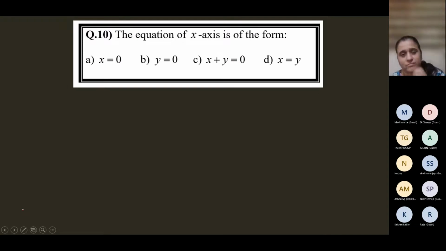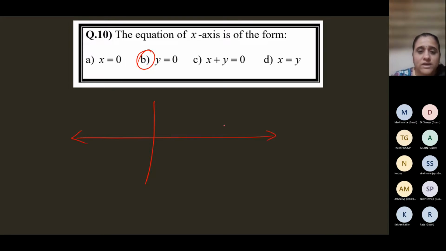All right. This one? B, ma'am. Y is equal to 0. Yeah, correct, Danya. The equation of the x-axis is of the form y is equal to 0. I'm not explaining this. We have seen it many times. Then what is x is equal to 0? It is the equation of the y-axis.